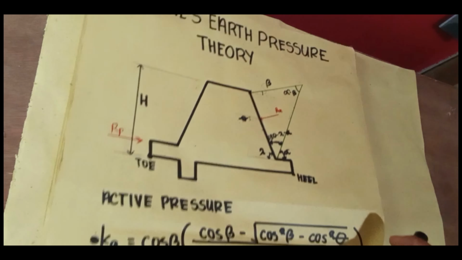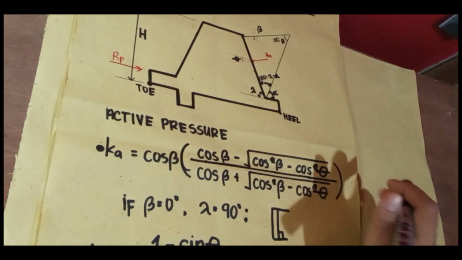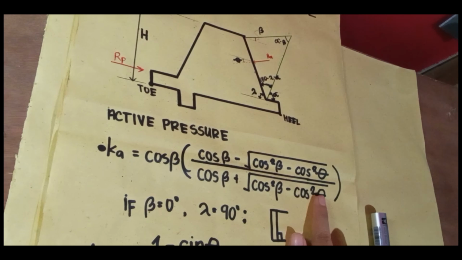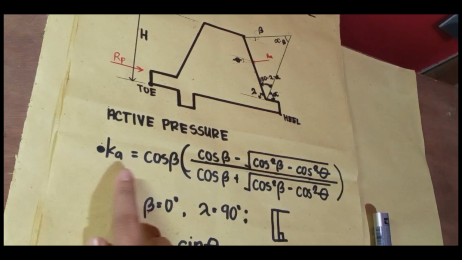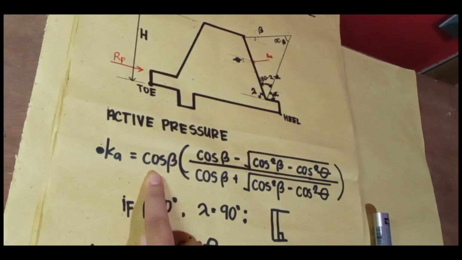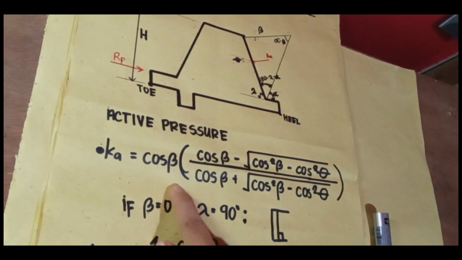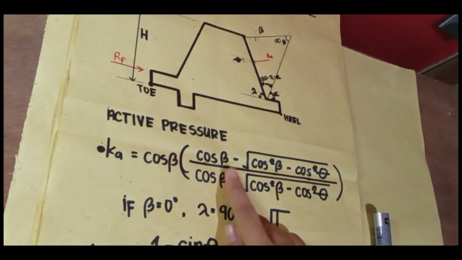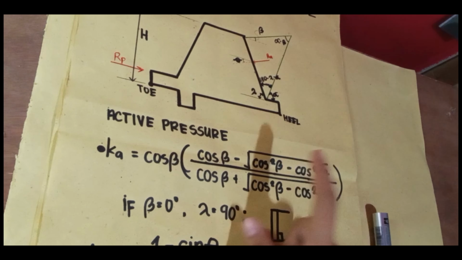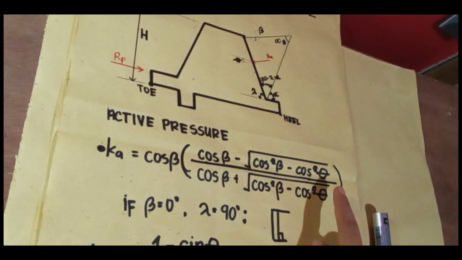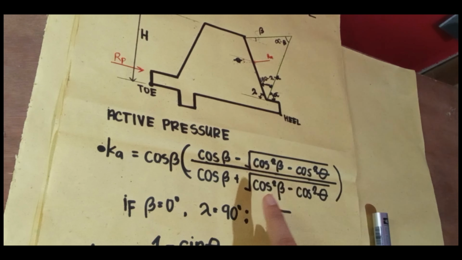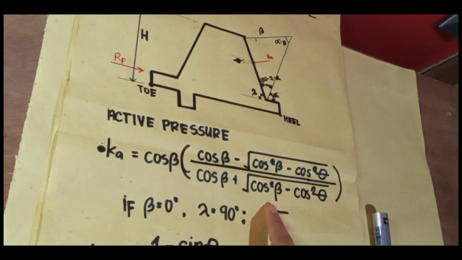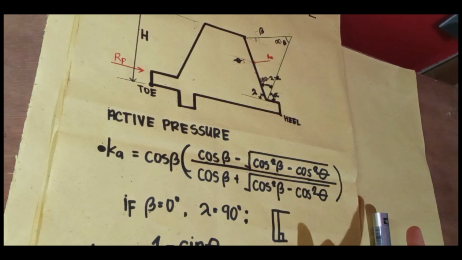So, let's proceed. In active pressure, we have this formula. K sub A, which is the coefficient of active earth pressure, is equal to cosine beta times cosine beta minus the square root of cosine squared beta minus cosine squared phi, over cosine beta plus the square root of cosine squared beta minus cosine squared phi.